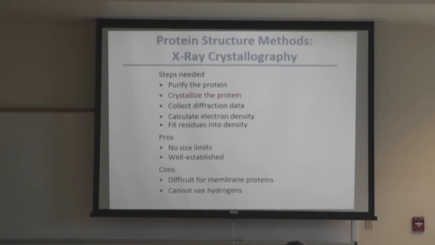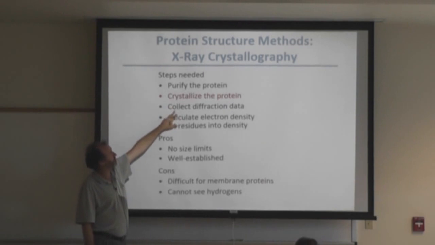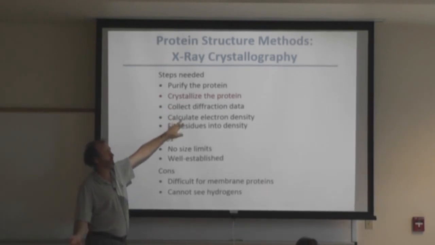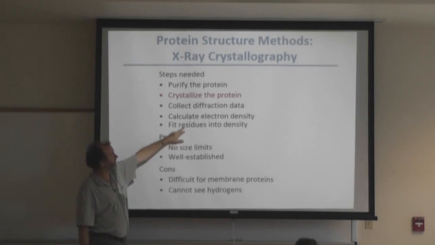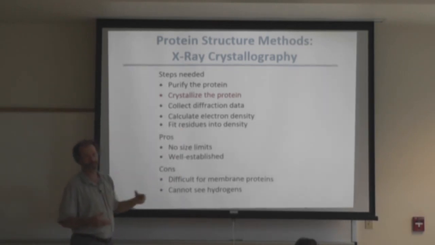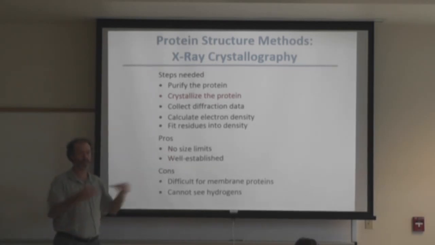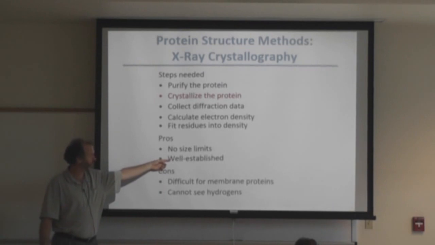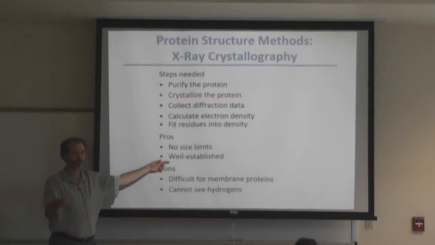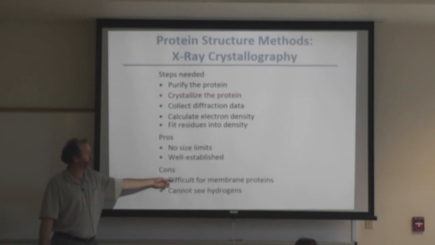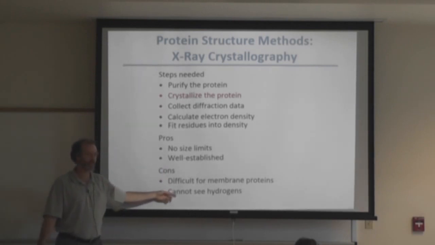And then Watson and Crick, I guess, saw her images and kind of stole her data to come up with the structure of the double helix. But anyways, the steps needed: you have to purify the protein, crystallize it, and that's a tricky step. Collect the diffraction data, and then calculate the electron density from that diffraction data, and then you fit residues into the density, and it's a long, arduous process. Pros: there's no size limit to the protein you can examine that way, and it's well established. That's how they established the structure of DNA. Cons: it's difficult for membrane proteins, and you cannot see the hydrogen.